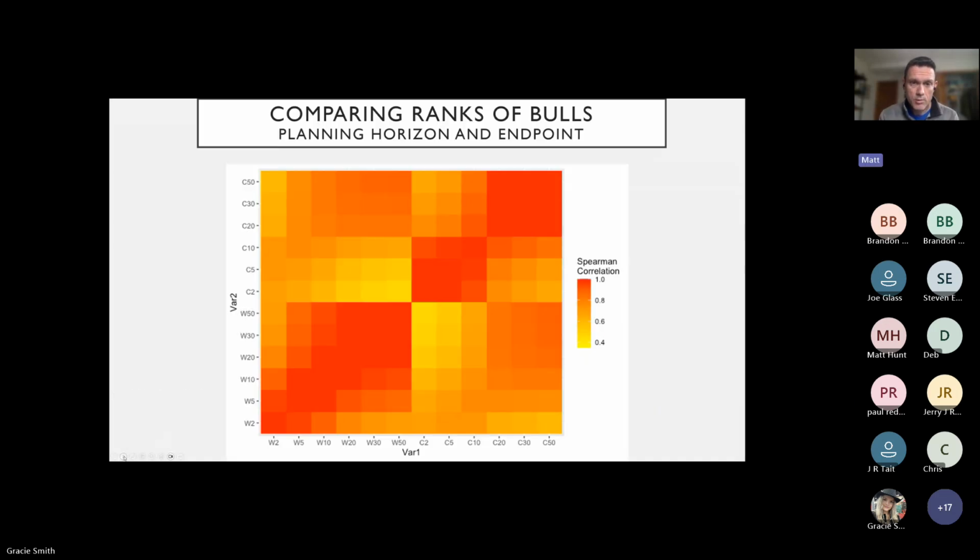All right. This is a heat map. So darker red means stronger correlation. The yellow means weaker correlation. I've got a legend there on the right. And if you hit the advanced button, I think I've got some circles that show up. But what I wanted to illustrate was, if you look on these axes, there are W's, that means I sold calves at weaning, and there are C's, which means I sold cattle in the beef. And then the numbers next to them, the 2 through 50, is the length of the planning horizon.